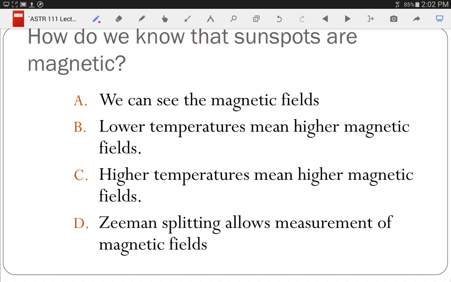Does that mean we can see the magnetic field? Do you have your stuff? Yep. I have a question. Yeah? We can see the magnetic field, like through instruments or visually see them? Visually, like your eye can see it.